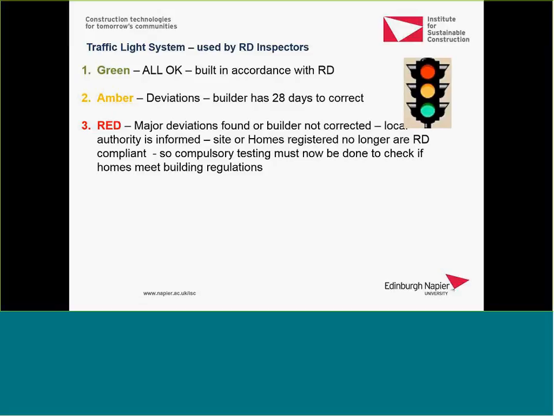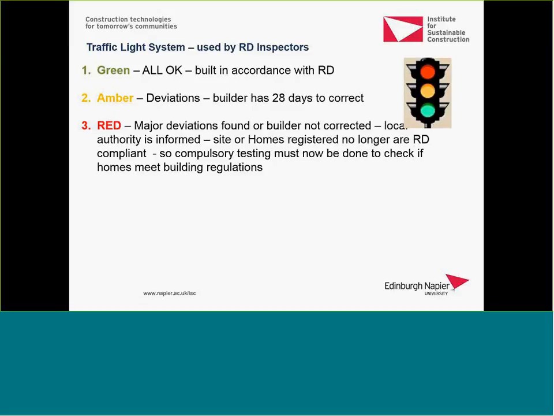If the site moves to red, then the site is withdrawn from the Robust Details process, and the local authority building control are notified, and they would instruct the site that they have to undertake sound insulation testing. When the RD inspectors are on site and discover a major deviation, in other words something has been built which is completely not in accordance with the Robust Detail, is very difficult to change or alter and could not be classified as amber, then it's classified as red.